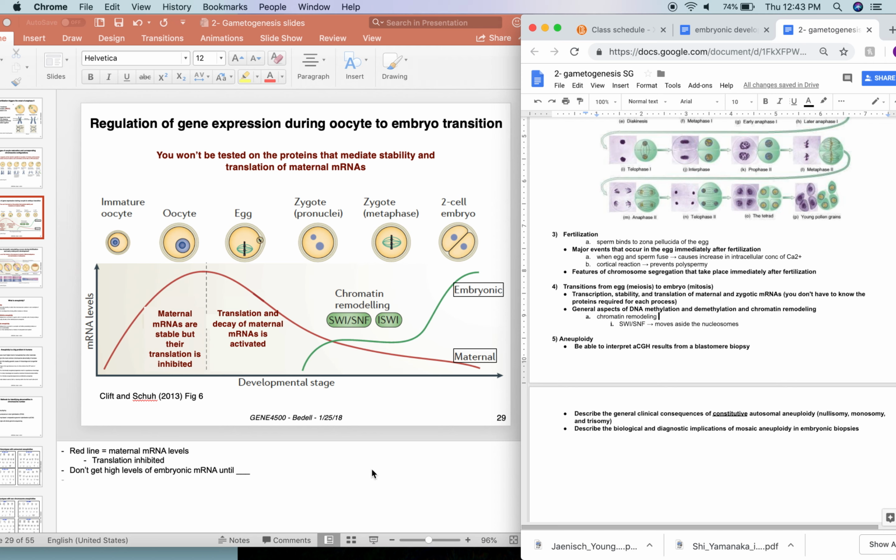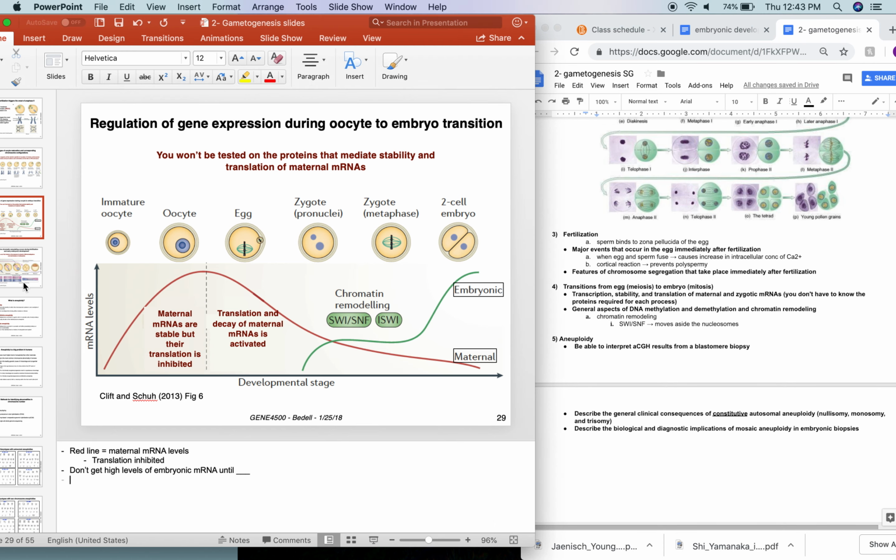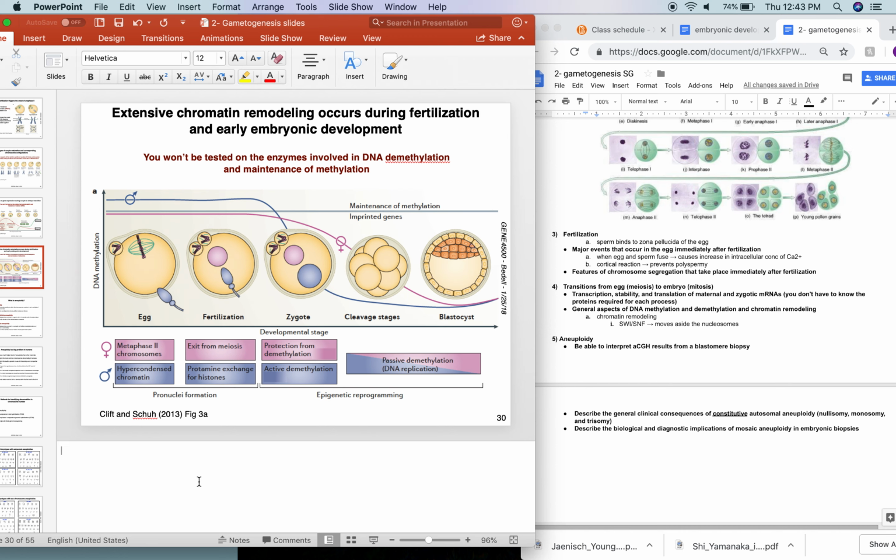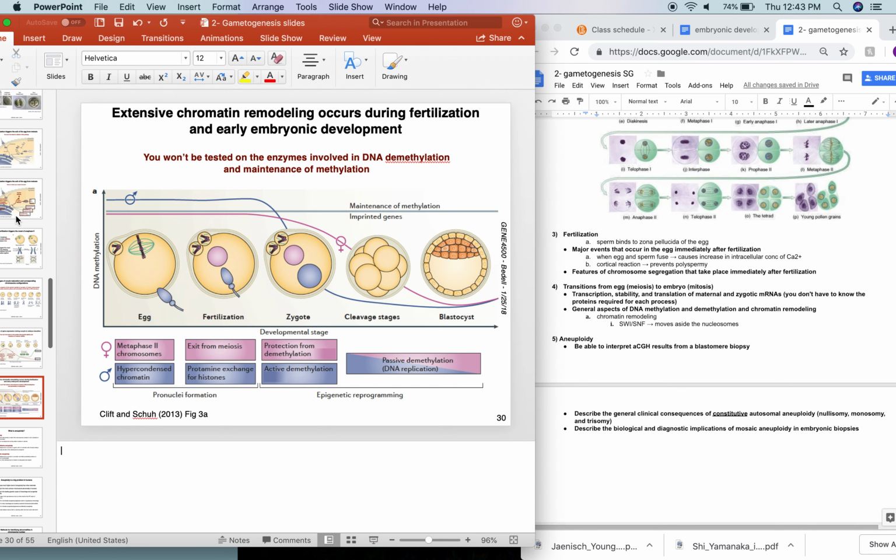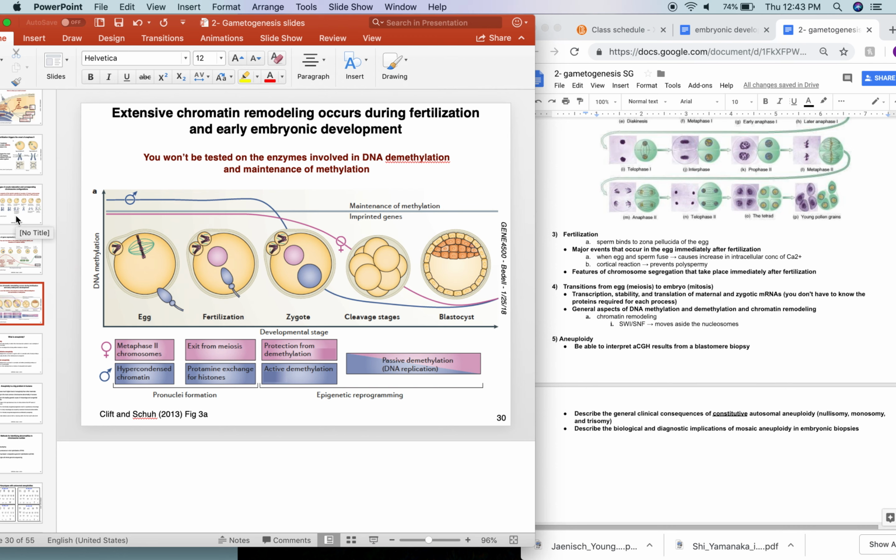Now, I know there's a lot of detail, but I think you can follow it along. If you look at the figure in the book, I covered up the actual enzymes that are involved in this. If you want to know about them, it's fine if you look it up. You won't be tested on what is the enzyme that demethylates the paternal genome at this point. But I do want you to be aware.